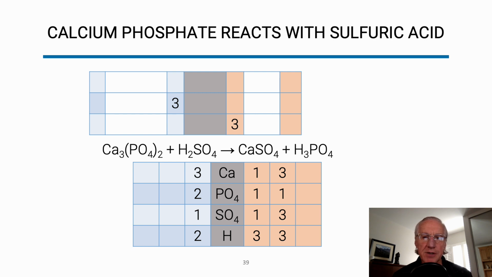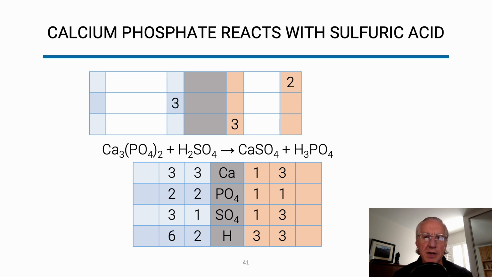Since we added sulfates on the right, it makes sense to add sulfates on the left, so we'll put a 3 in front of the sulfuric acid. That balances the sulfates, and the calcium is still balanced at 3 and 3. The phosphates now still have 2 on the left and 1 on the right. Sulfates have 3 on the left and 3 on the right. And the hydrogens now have 6 on the left and 3 on the right.